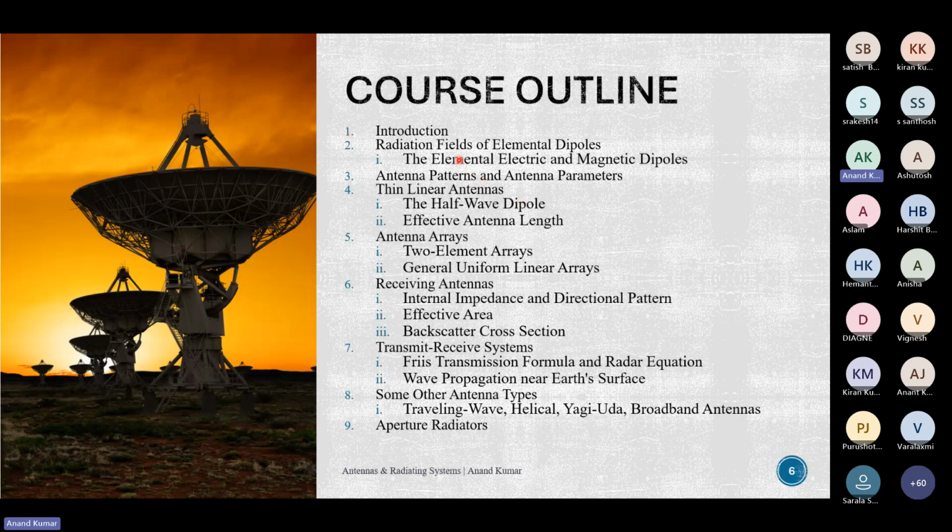So we'll start with an introduction to this course. Then today we'll cover radiation fields of elemental dipoles, electric and magnetic dipoles, and then we'll look into these topics: antenna patterns and parameters, linear antenna arrays, receiving antennas, and so on. So we'll go through these. Maybe 8 and 9, not very much. We'll discuss briefly. So there's a hand there.